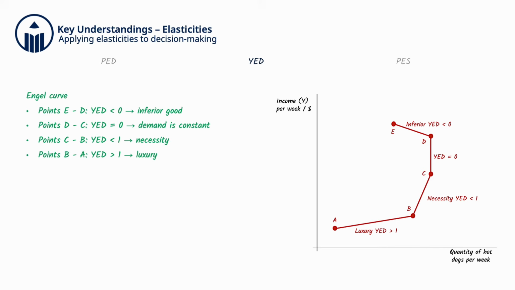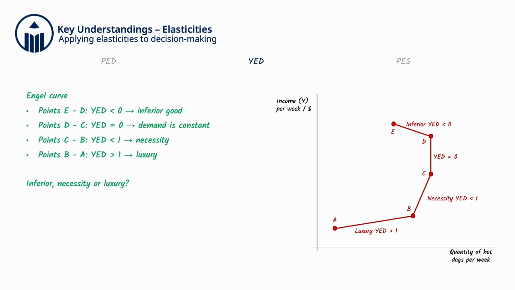So the Engel curve shows us how consumption of a good changes with income. It helps us categorize goods as inferior, necessities, or luxuries based on their income elasticity of demand. In summary, if YED is less than 0, which means YED is negative, the good is inferior. If YED is between 0 and 1, it's a necessity. If YED is greater than 1, it's a luxury.